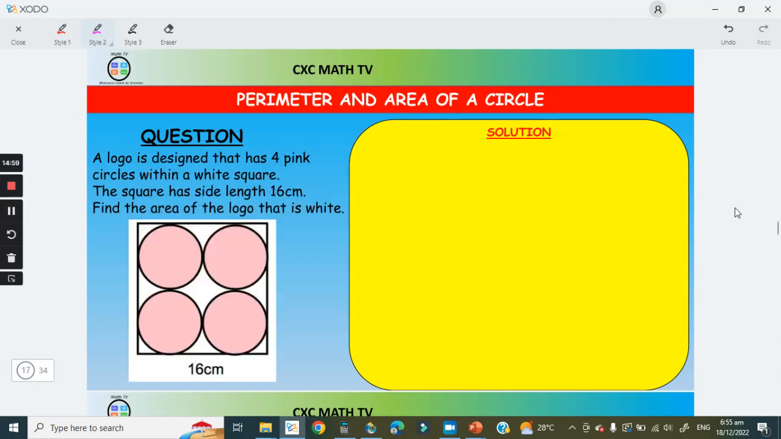All right, what about this question here? It says a logo is designed that has four pink circles within a white circle. The square has side length 16 centimeters. Find the area of the logo that is white. Pause the video and attempt this question for me, please.